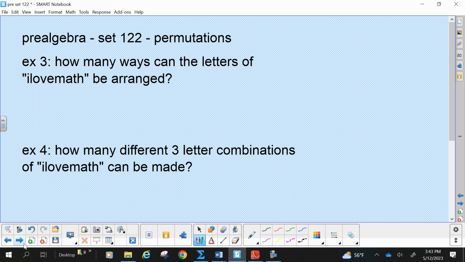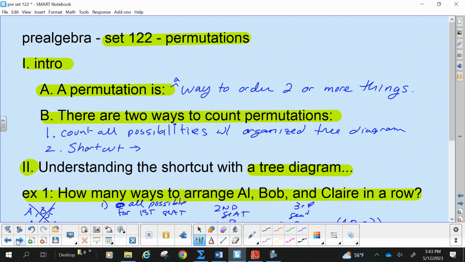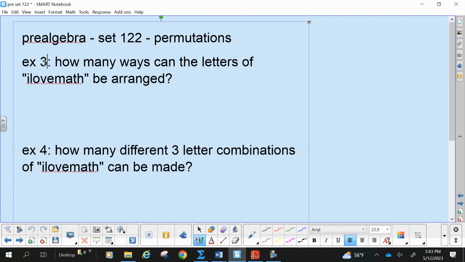I had this as example 3, but I think it's example 2, isn't it? Yeah. Okay, so we'll call this example 2. How many ways can the letters of I love math be arranged? I love math. Yes, I know you do. All right, so get the question down.